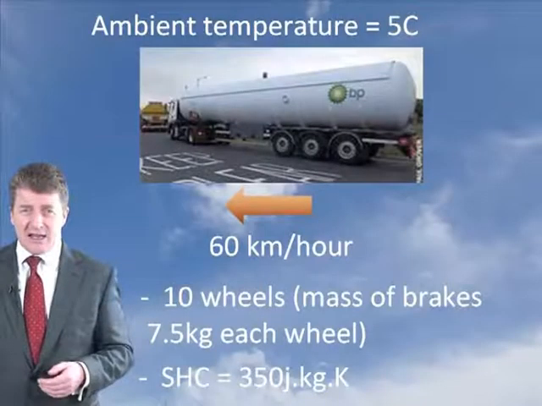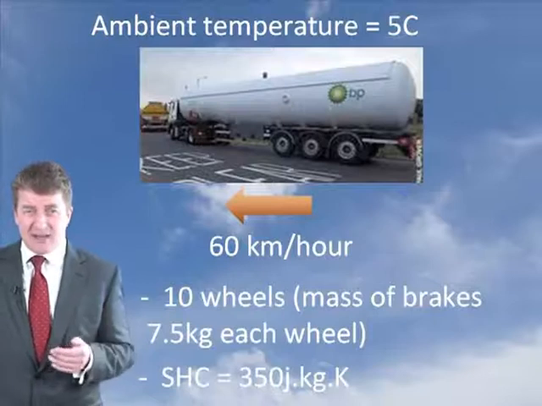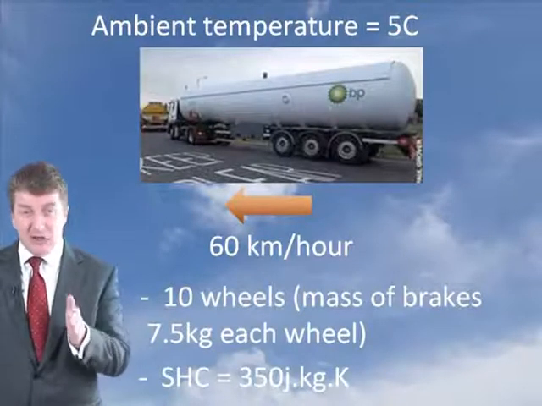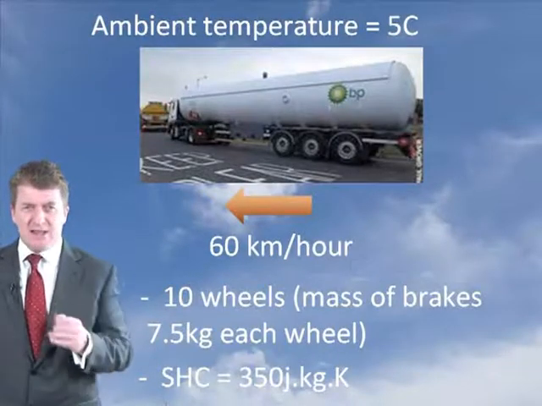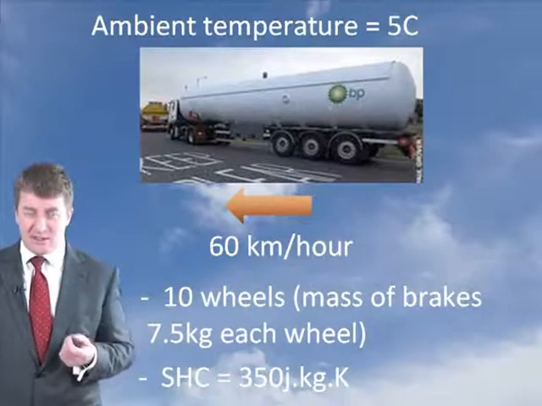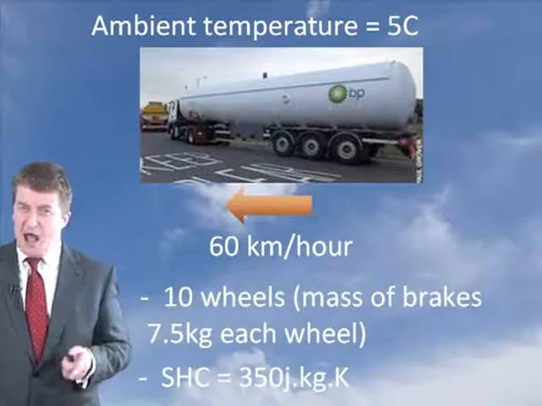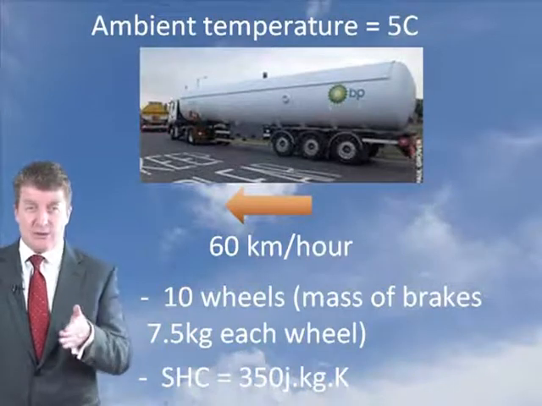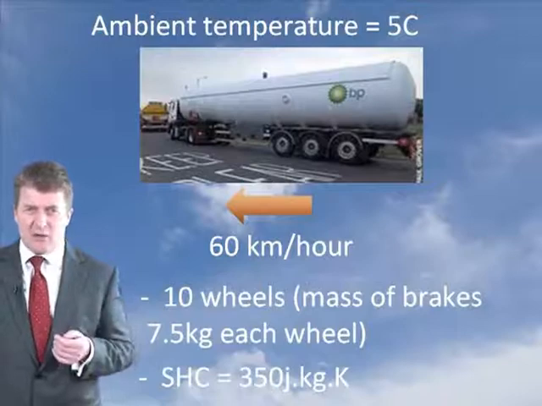A petrol tanker with a mass of 16 tonnes, fully laden, is travelling at 60 kilometres an hour on level ground. Now the tanker carries out an emergency stop. How hot will the brakes be? It tells you the mass of the brakes on each wheel is 7.5 kilograms and the vehicle's got 10 wheels. The outside temperature, ambient temperature basically, is 5 degrees C, and the specific heat capacity of the metal brakes is 350 joules per kilo per Kelvin. Okay, so this is the information we've got there.